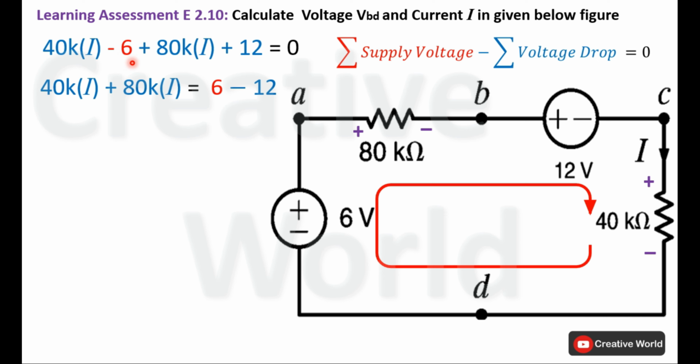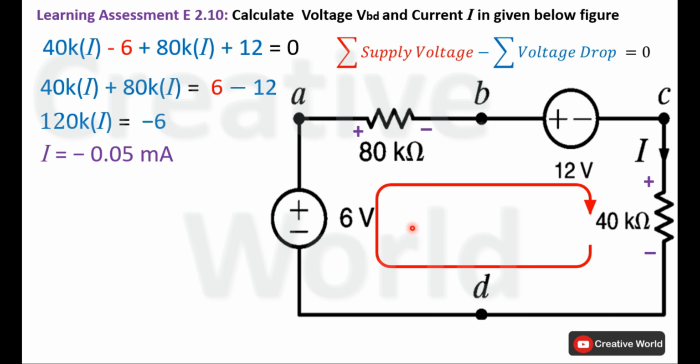Place both constants on the other side of the equal sign. This 6 will become positive and this plus 12 will become negative 12. Add these together and subtract 6 from 12. Now divide both sides by 120 kilo and we will get the value of I, that is minus 0.05 milliampere. Here the minus is indicating that we have taken the wrong direction of current. The actual current in the circuit is flowing counterclockwise.